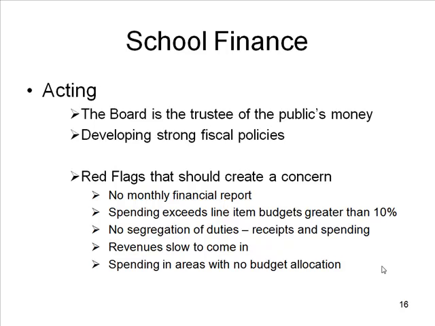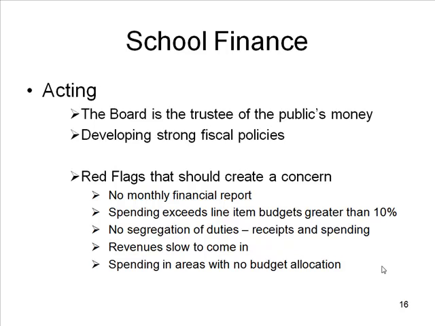The board is the trustee of the public's money, so you need to have strong fiscal policies which then reflect the concern and the oversight given to where the funds are and how they're being spent. Red flags that would create concerns for you is if your administration or your ESP does not provide you with monthly financial reports, fully disclosing how much money is coming in and where that money is being spent. Again, you as a board are responsible for every dollar that comes in and every dollar that goes out. Summary reports, again, could be considered and should be considered insufficient information in order for you to make proper decisions.